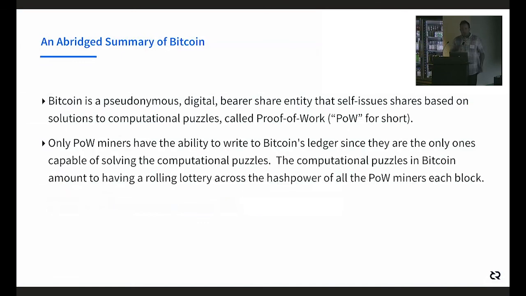There is a notable shortcoming with Bitcoin, which is that the proof of work miners have a monopoly on the right access to this ledger. That is, if you're a random Bitcoin user, you can create a transaction and then you relay it, but you have to just hope that a proof of work miner mines it into a block and puts it on the chain. These computational puzzles basically amount to a lottery across the hashing power, because if you have 20% of the hashing power, you can expect over time to roughly mine 20% of the blocks.